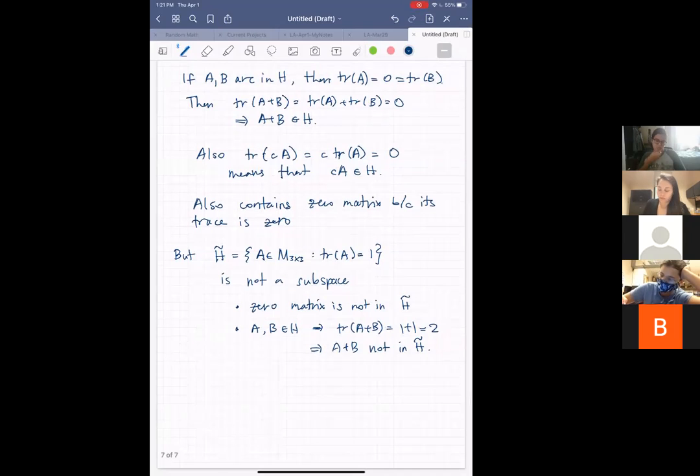And then thirdly, if you multiply by any constant not equal to 1, then C times A is not in H tilde. So there's actually a lot of problems with this space.